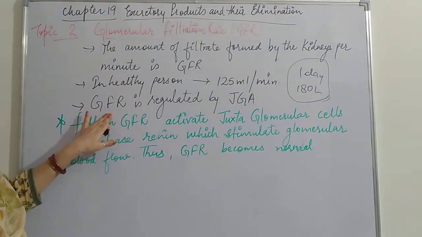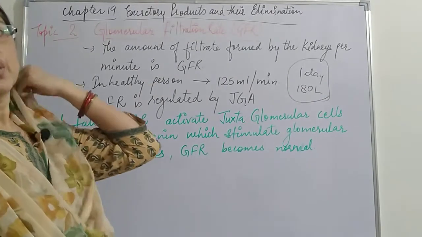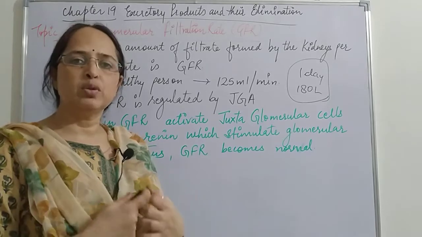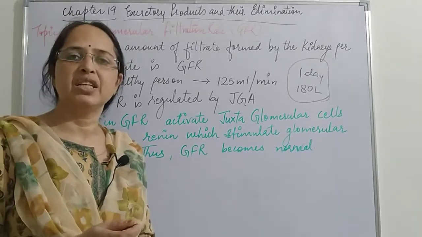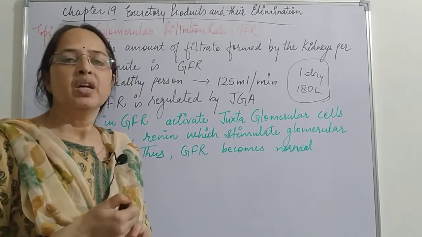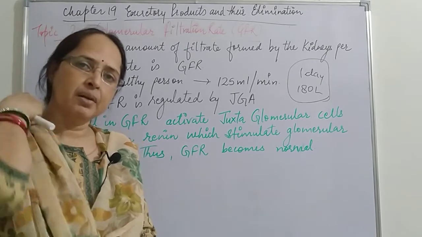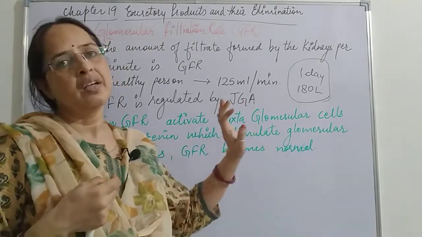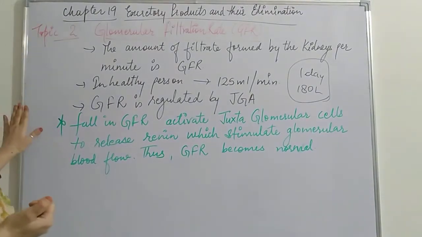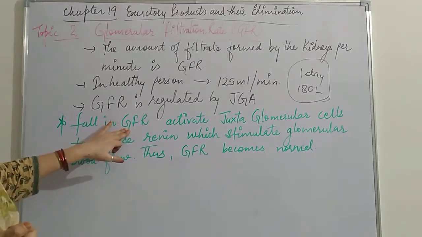Glomerular filtration rate is regulated by the juxtaglomerular apparatus. I told you about the juxtaglomerular nephrons, that they help in the reabsorption of water in scarcity of water. Means when the supply of water is not proper, during that time active reabsorption of water is done by the juxtaglomerular apparatus or the juxtaglomerular nephron. So here, fall in glomerular filtration rate.